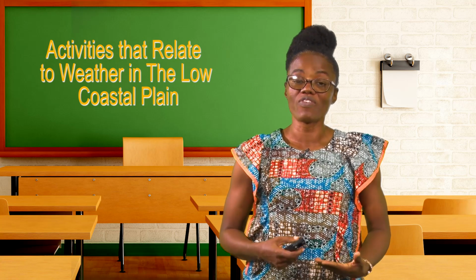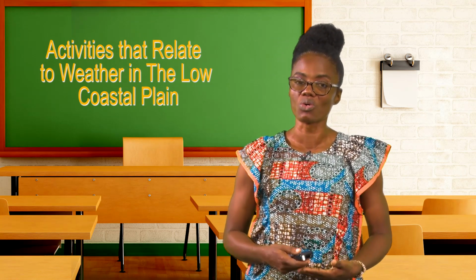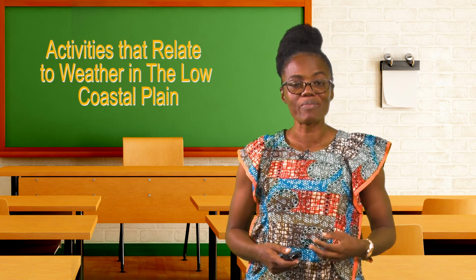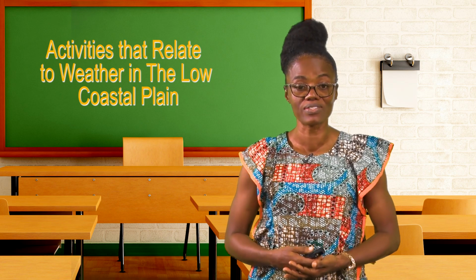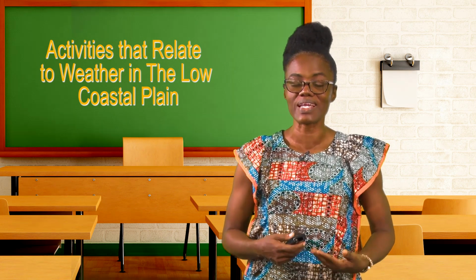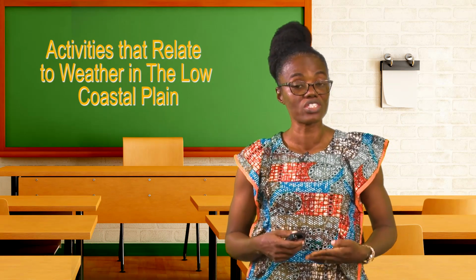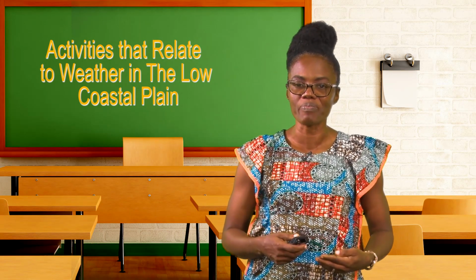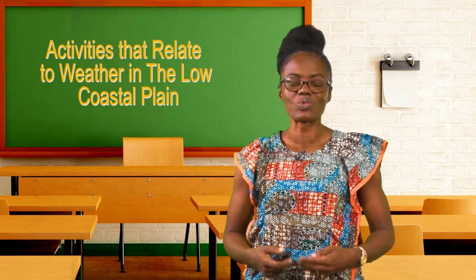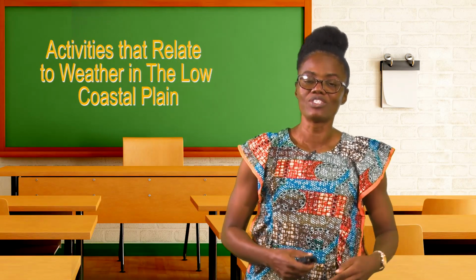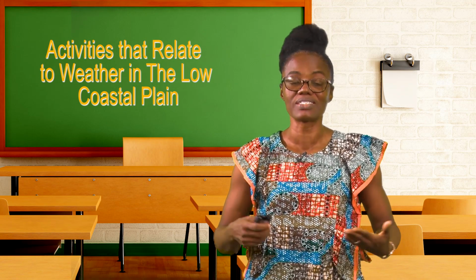Next, because farming is one of the major economic activities that is done on the low coastal plain, farmers must have a knowledge of the weather. Why is this so? Because they have to know when to sow and when to reap. So a knowledge of the weather will give them sufficient time to sow at the right time, so that their crops can be ripened to be reaped at the right time for the weather condition that is experienced.